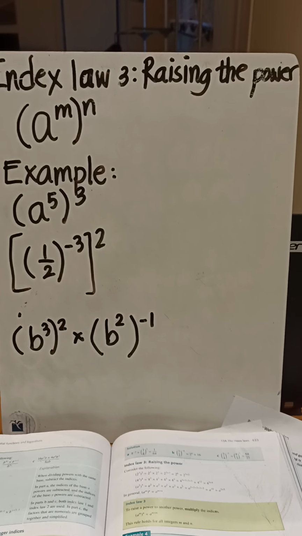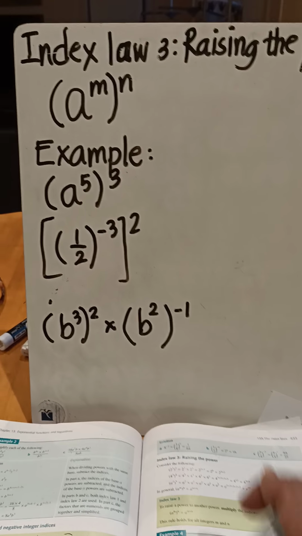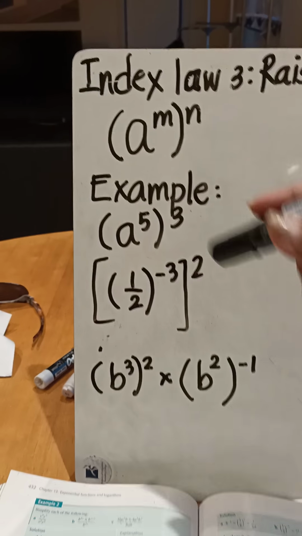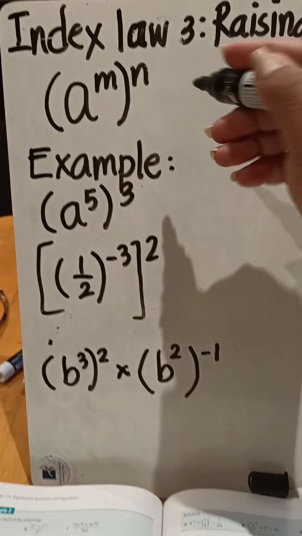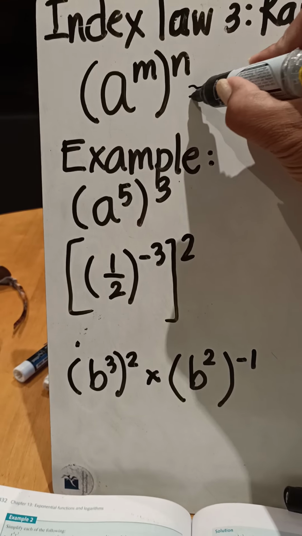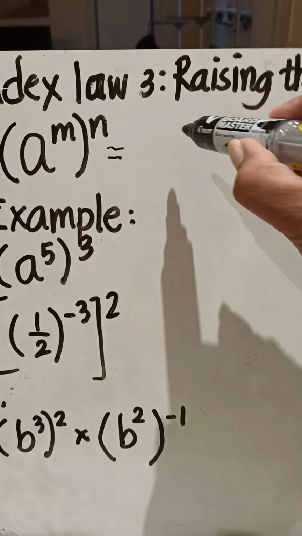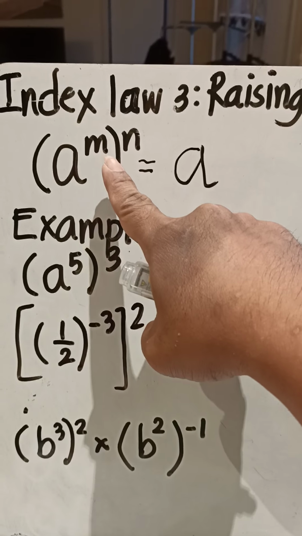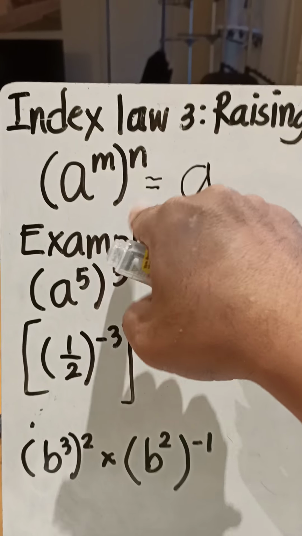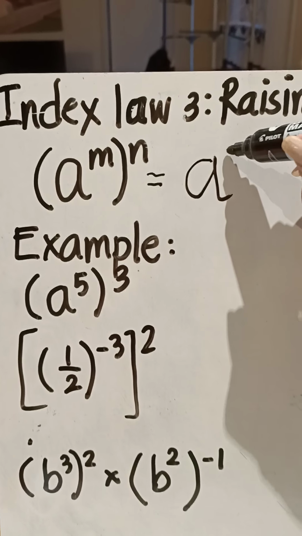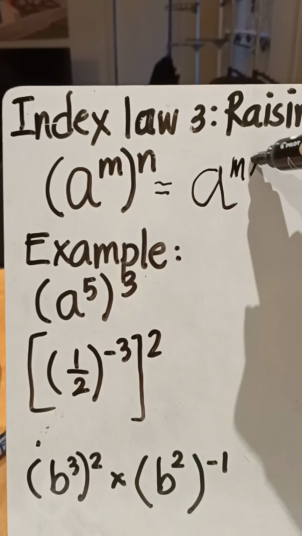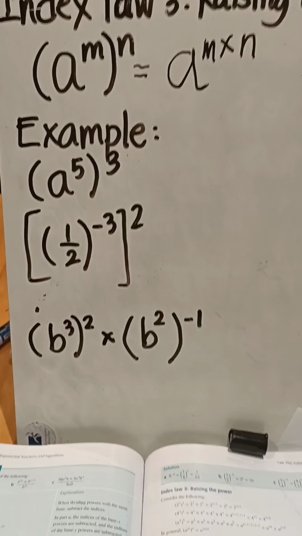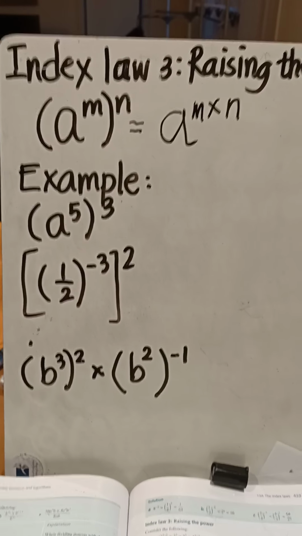Index law 3 is raising the power. So if you're given a to the m raised to the power n, the rule for solving this type of indices is copy the base, which is a, and then instead of adding the exponents or index m and n, you multiply them. So it's a to the m times n. Simple. So let's have an example to understand the context of the third law.